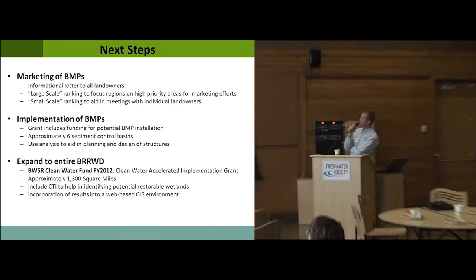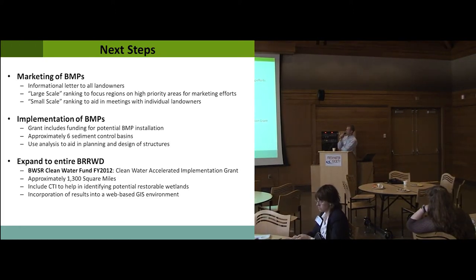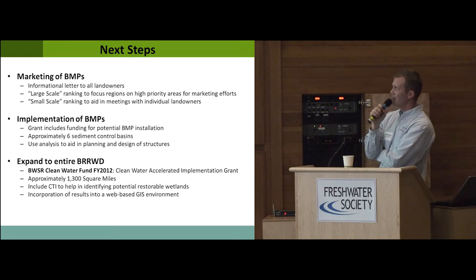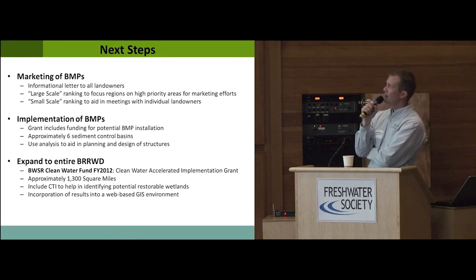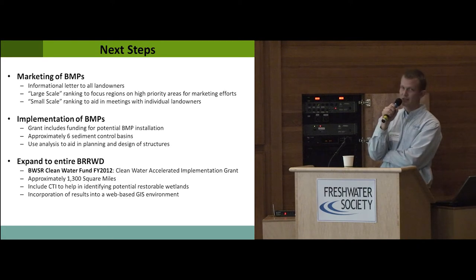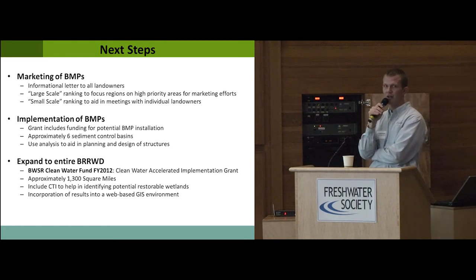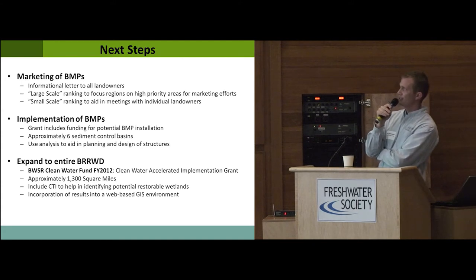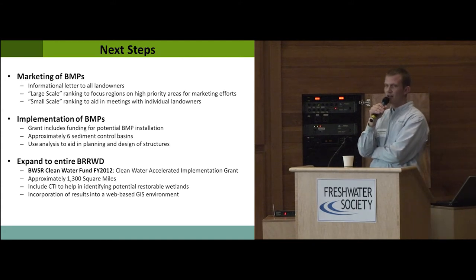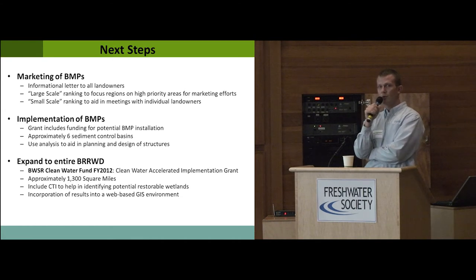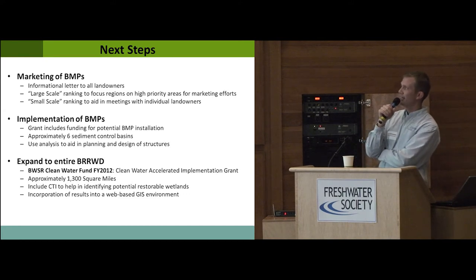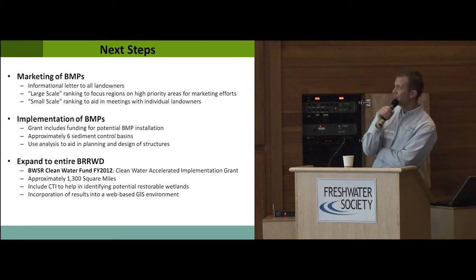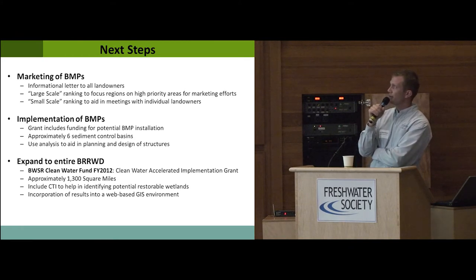So, next steps. As I stated, we've finished the GIS analysis at this point, but we're really just getting going on marketing the BMPs. The Buffalo Red River Watershed District office is planning to send out an informational letter to all the landowners within the project area, just to make them aware that this particular piece of that larger study is taking place right now. We're going to take the larger scale ranking of those overland catchments that I referred to and use that for prioritization of landowners to initially contact, and then use those smaller scale maps for meeting with individual landowners.